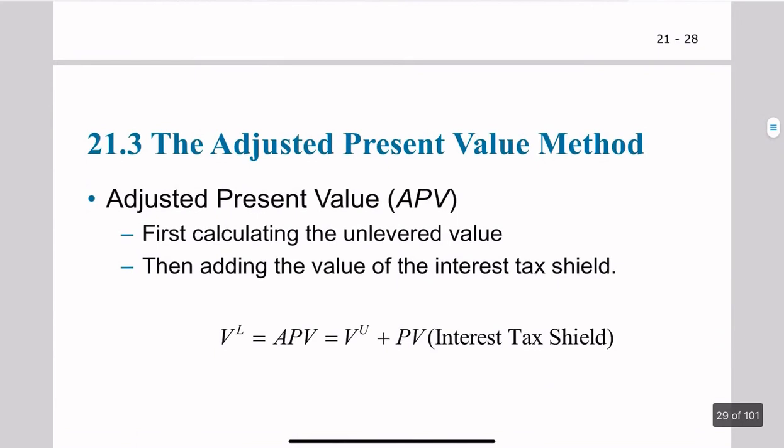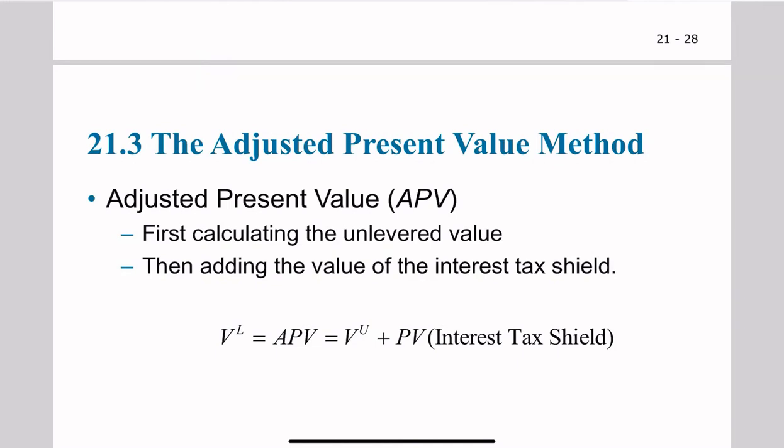Let's see the second valuation method. It's called adjusted present value. If you look at this formula, you will quickly see why this is called adjusted present value, right? Basically, the approach works like this. First, you will calculate the unlevered value, and then you will add back the present value of interest tax shield. And the sum of these two numbers will give you the firm's levered value.